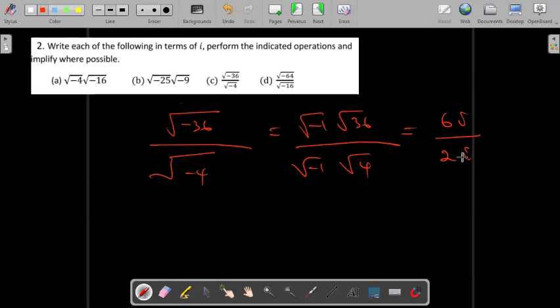So now this here you can divide. What do we get when we divide this? Okay, so you get 3i, like that.